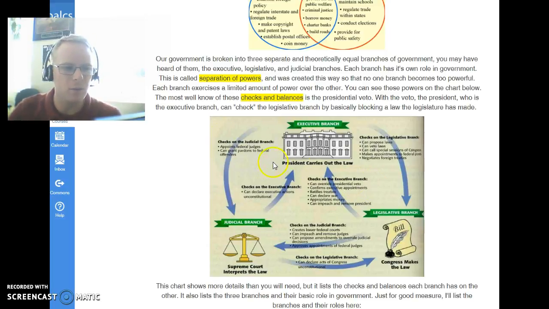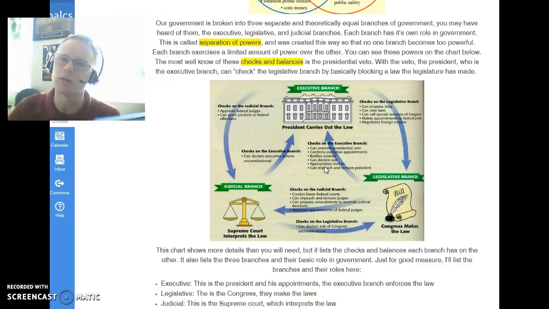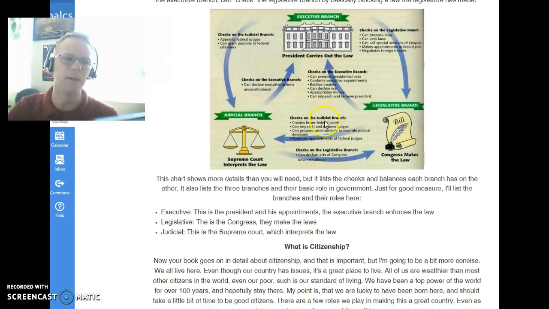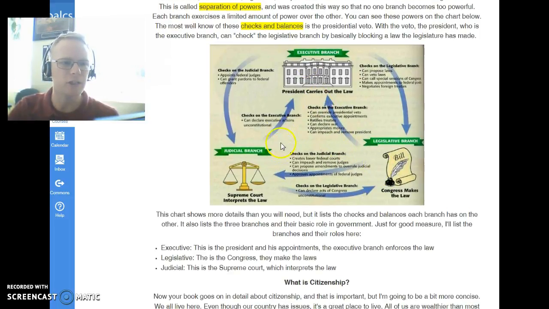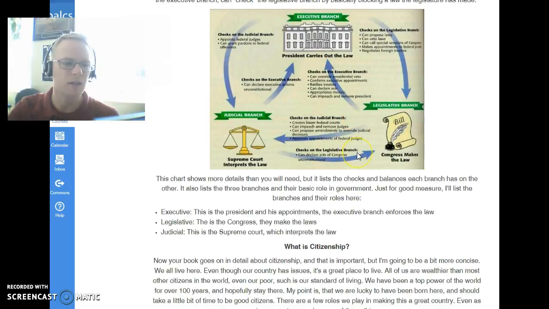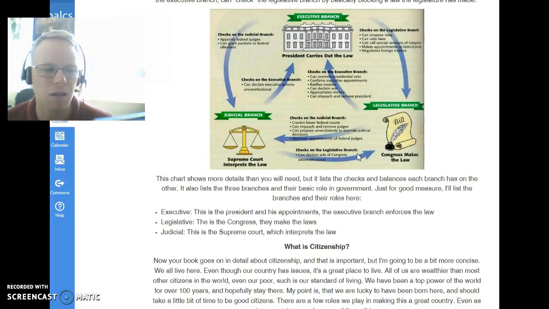There's more on here, but a lot of them probably won't make a lot of sense to you, and we're not going into it because this is very introductory. But you feel free to go ahead and take a look at that. It also shows us the three branches and a little bit about what their jobs are. I'm going to hit that up right now. The judicial branch at the bottom there is the Supreme Court, which interprets the law. The legislative branch, also known as the Congress, makes the laws. And the executive branch is the president and all his appointments and cabinet, and they are supposed to enforce the law.